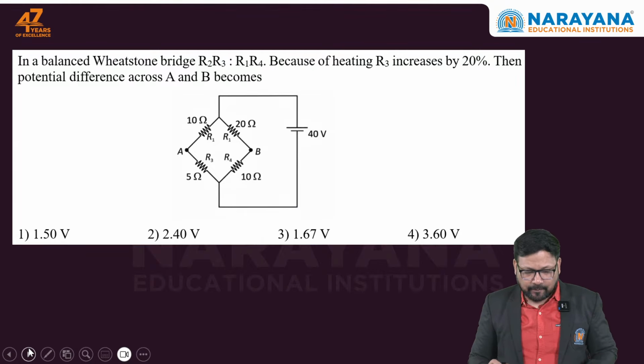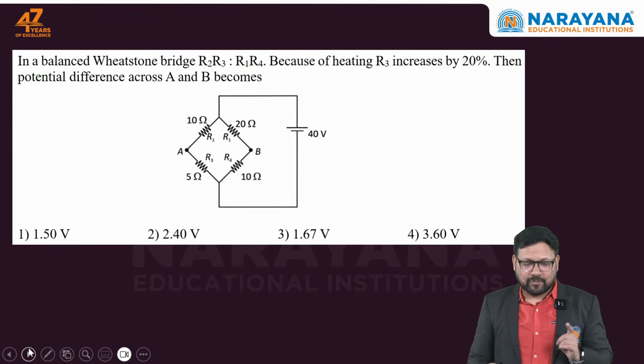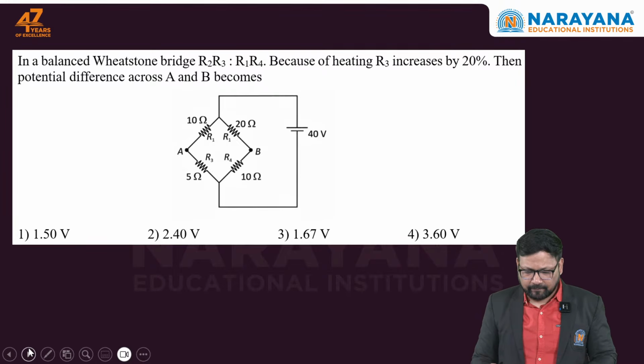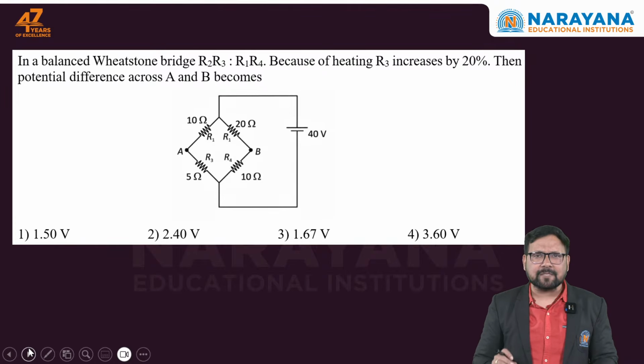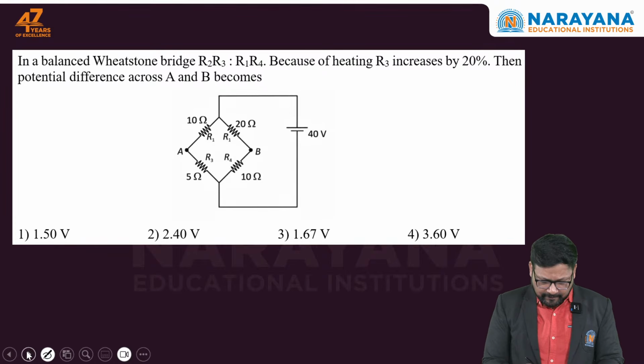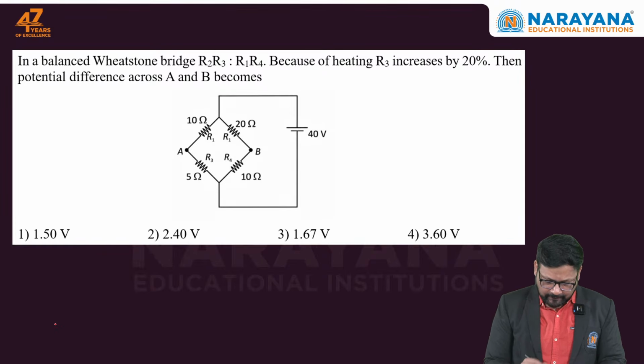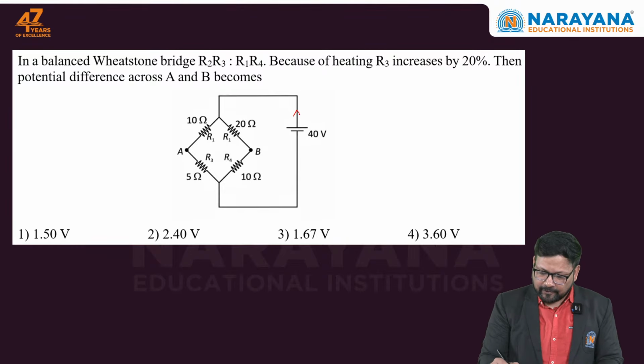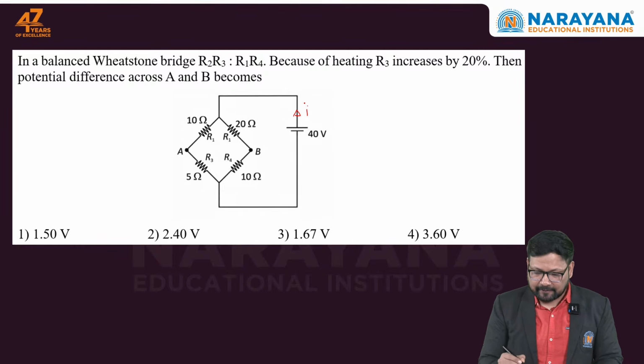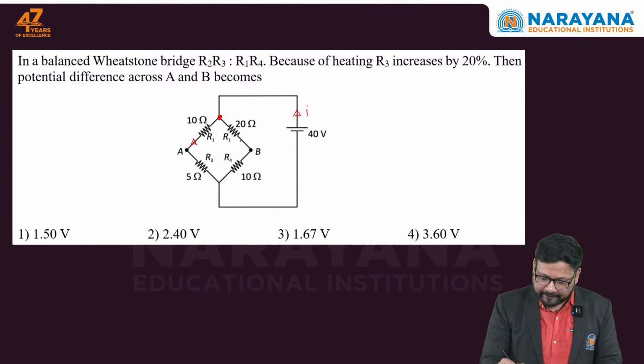Okay, in this question it is written Wheatstone bridge, balanced bridge, but the question has nothing to do with the actual Wheatstone bridge, and it is a simple circuit question. In this circuit question, see what is happening here. 40 volt is giving you some current. Okay, this current is coming at this point and it is being split like this.